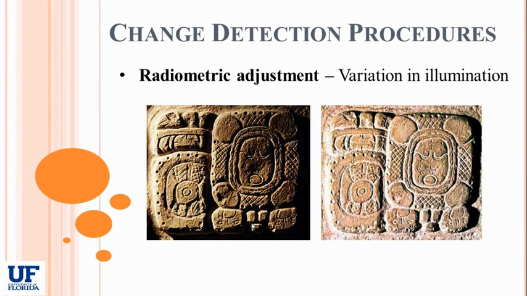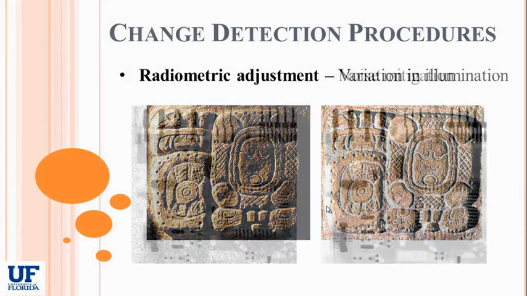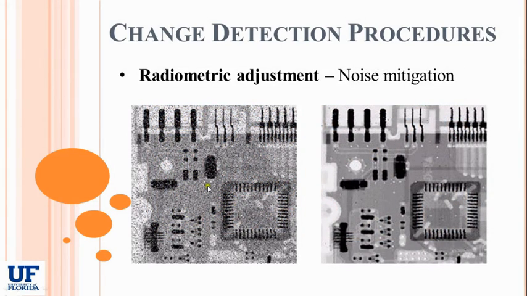Radiometric adjustment is an example of variation in illumination. You realize that there's no observable changes in these two pictures, but then there's some change in illumination, which is usually considered unimportant for change detection purposes. In this image, you can see that there's a lot of noise, and to mitigate the noise, you can use the 3x3 filter in the radiometric adjustment to be able to achieve this image that will be used for detection of changes in the image.